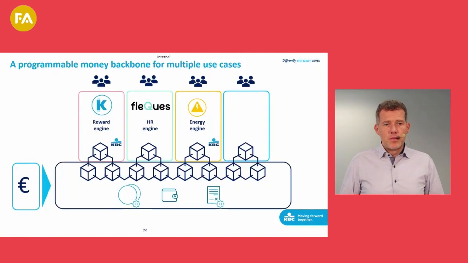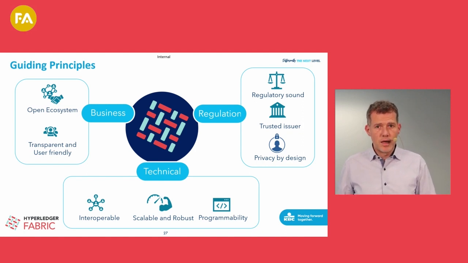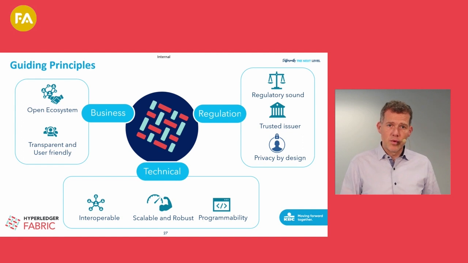So once again, back on the backbone that I explained. Now if we summarize it, you can see we have the business side, we have the regulatory side, we have the technical side. I didn't go into the technical side, but of course also that is important. It has to be scalable, it has to be robust, it has to be correct. It's about payments. We have to process a lot of volumes. We need to be able to program it. It has to be interoperable, because we have to connect to other systems.